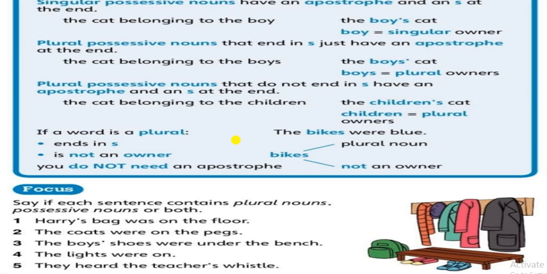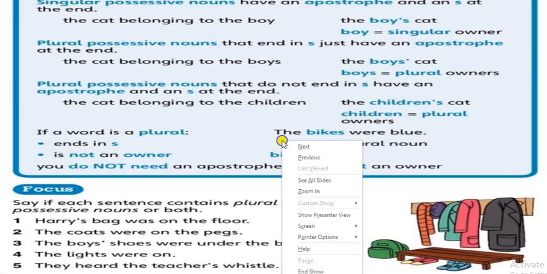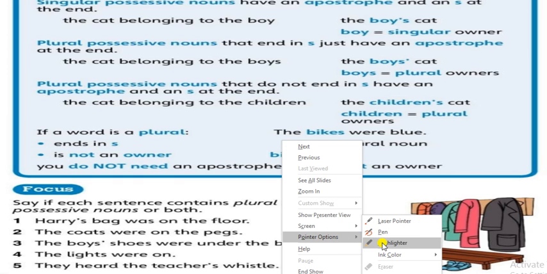We are also still talking about plural nouns, singular nouns, possessive nouns. So I want you to look at the focus exercise. It's an easy one. In the focus exercise, say if each sentence contains a plural noun, a possessive noun, or both. We're going to highlight together and then write. So let's start highlighting together.